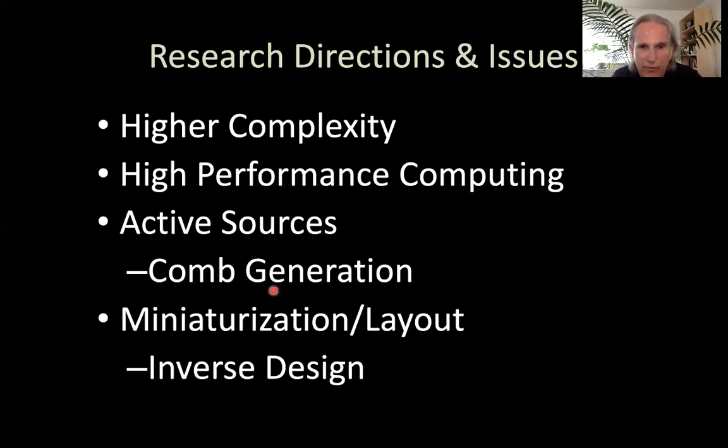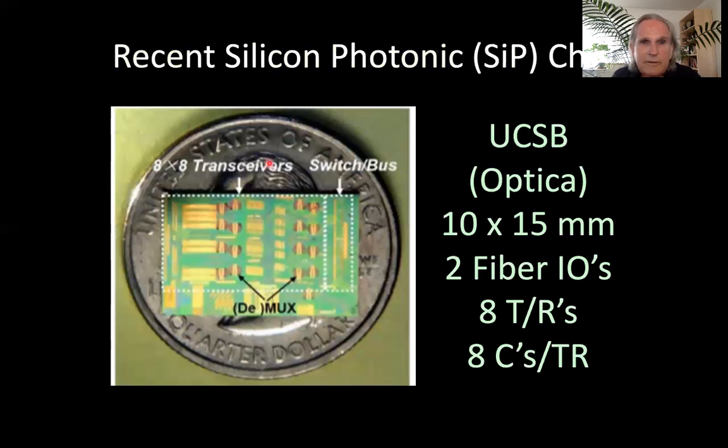Here, the research area is COMB for active sources. Here, the research directions, inverse design for the miniaturization. Here, this is from John Bowers at UCSB. This goes back to, I think I had written it down someplace, 2017, 2018, I'd be pretty sure. This is an 8x8 transceiver, so 64, it's got a crossbar with 64 elements in it.